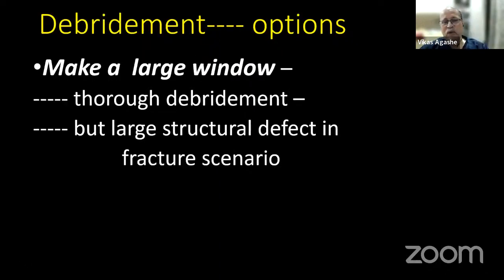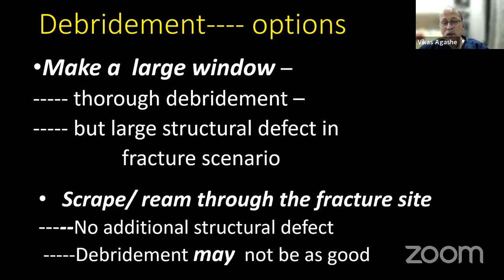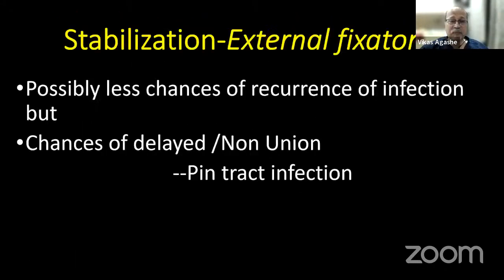Either make a large window, then I can do a thorough debridement like Dr. John suggested last time. But there is a change now because I have a pathological fracture. So this large structural defect in a fracture scenario would be very, very challenging. The other option would be either scrape or ream through the fracture site, because I have already opened the fracture and I don't create an additional structural defect, but my debridement may not be as good as making a window.